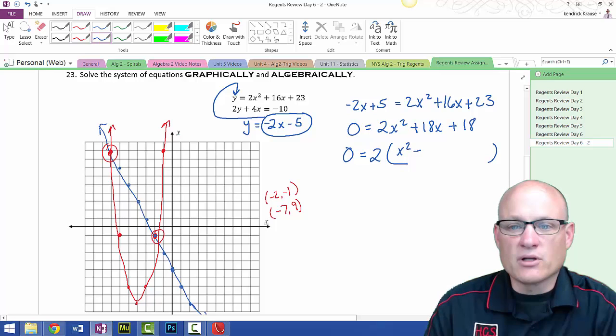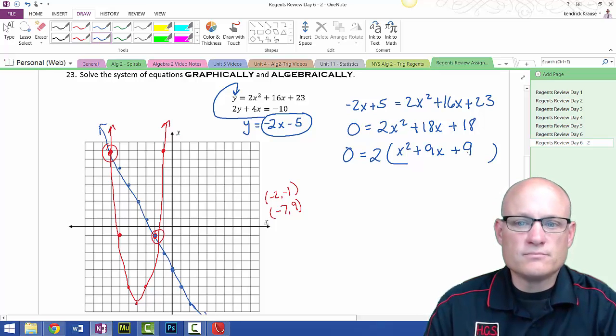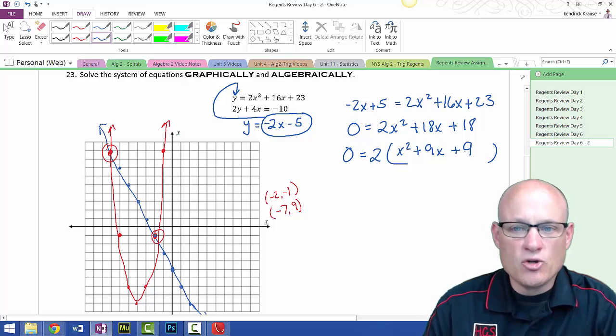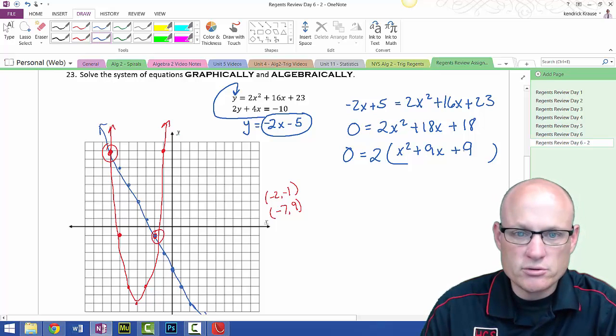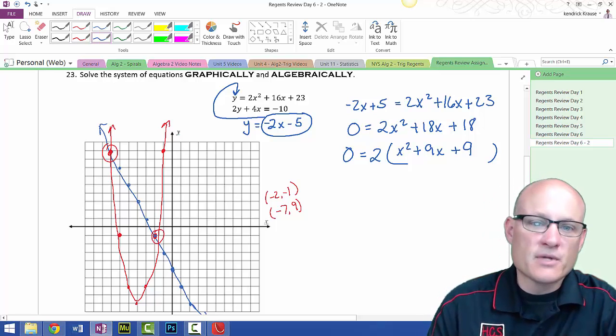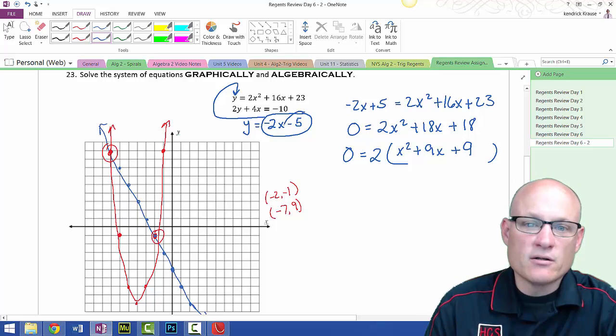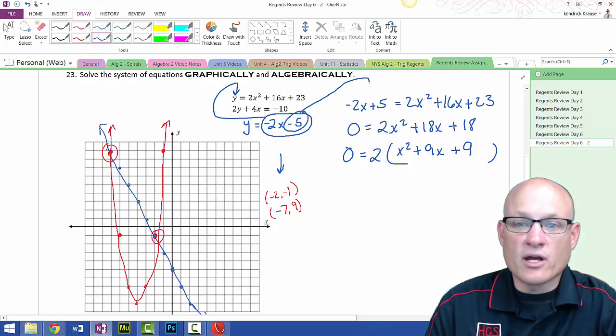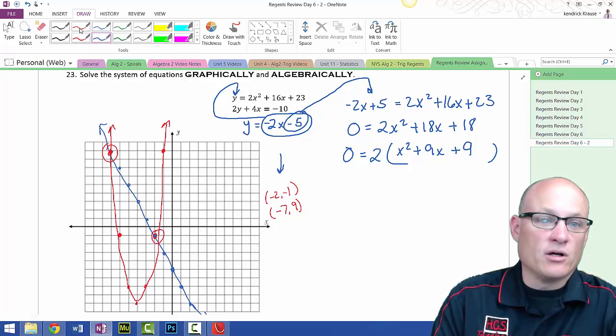X squared plus 9x plus 9. Something's not right. Oh. Alright, so here's where I made my mistake. You see this right here? This is where you make common mistakes. I knew it was something wrong because this worked out nicely, and this didn't. So notice I made my mistake here.